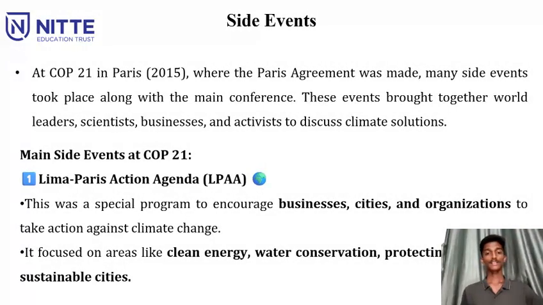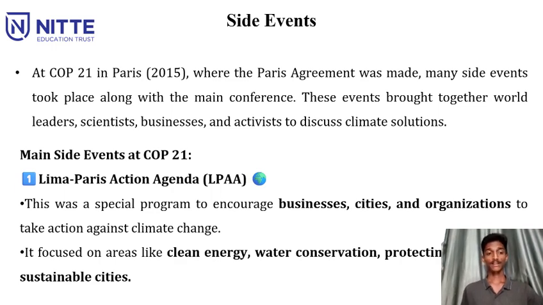So let's talk about the side events. COP21 was a big climate meeting in Paris where the Paris Agreement was made. Along with the main talks, side events were held for experts, leaders, scientists, and citizens to share solutions. These events involved workshops, discussions, and exhibitions.